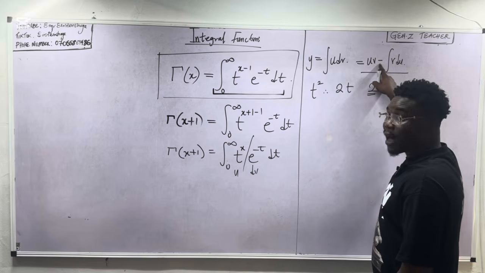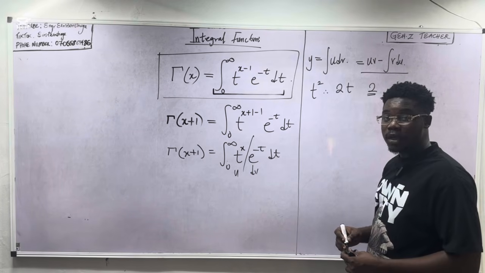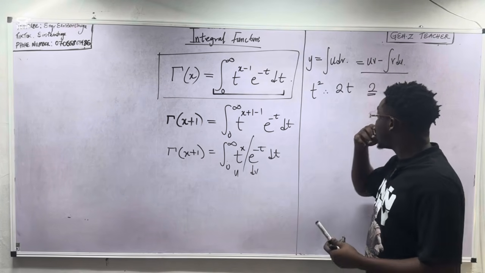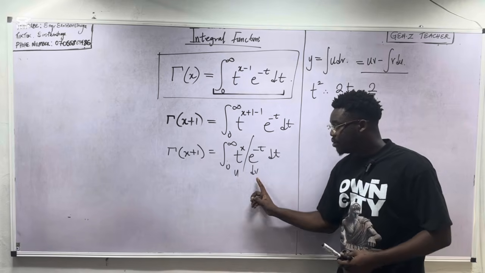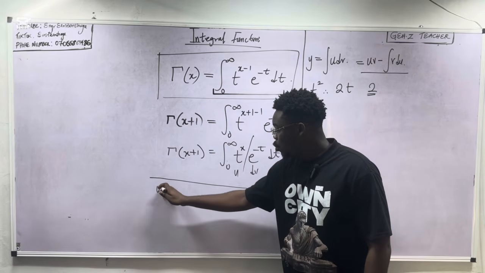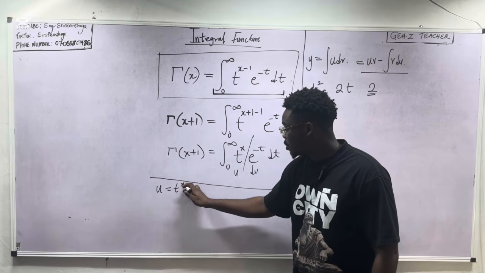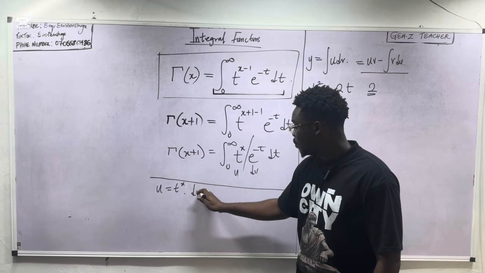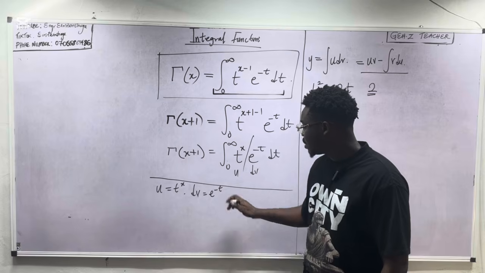So uv minus the integral of v du. Now quickly, we already know what u is, and we don't know what v is, but we know dv. I'm going to write them out. So quickly, go over here. u is already t raised to power x. Now dv is already e to the power of negative t.